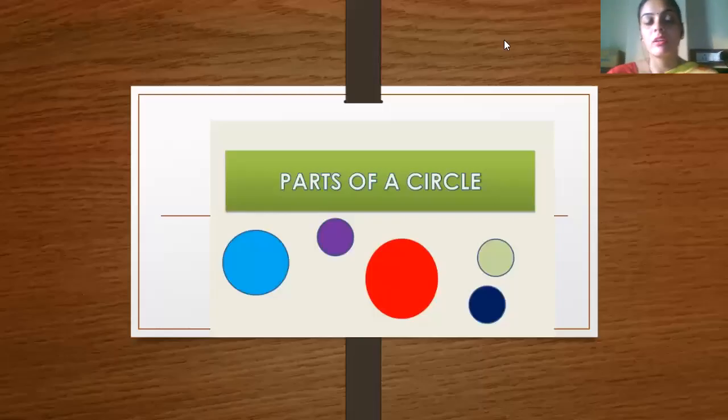Okay. Chalo, what is the topic? Our topic is circle, right? Yes. So in that we are going to study the parts of a circle.